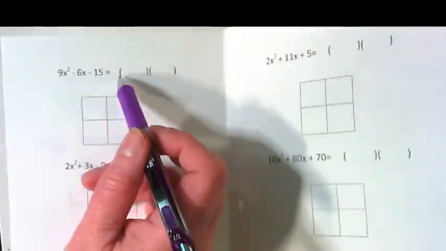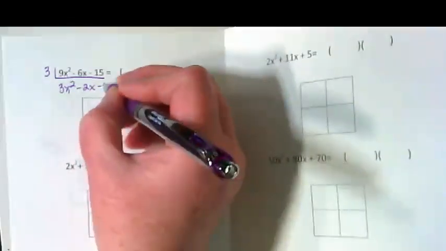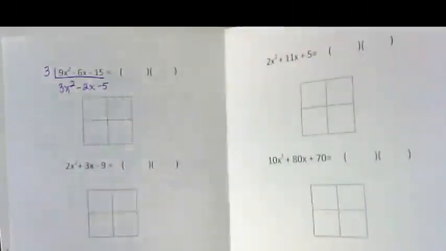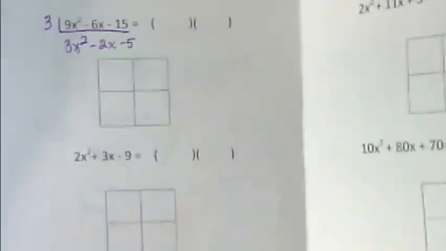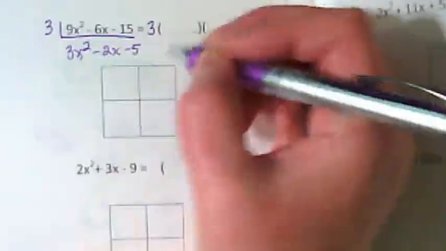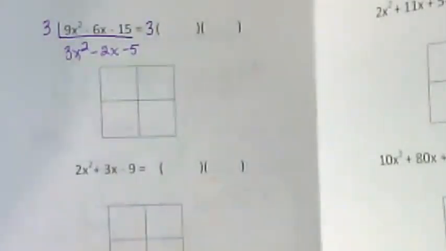Is there a greatest common factor of these three terms? So let's divide the three out first. We want to take that GCF that we factored out and put it in the answer space right now so we don't have to think about it again.